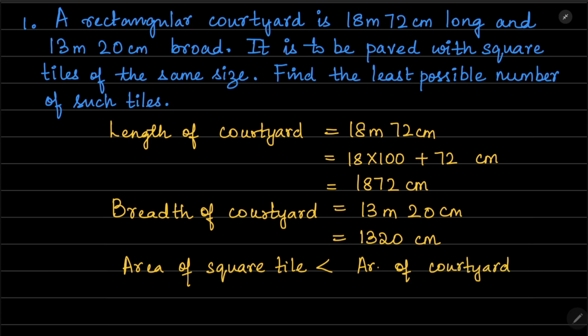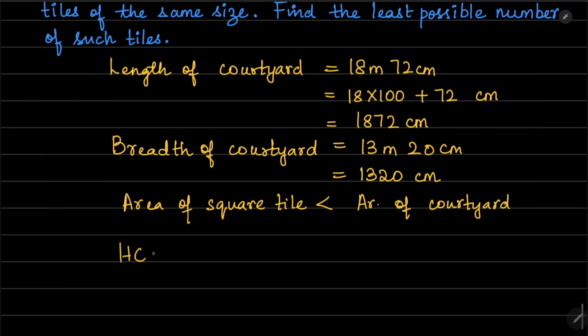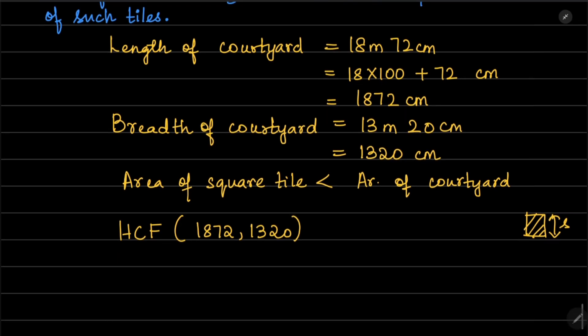So whenever the required answer is less than the given data, then you have to go for HCF. Let's take the HCF of 1872 and 1320. So this will give you the length of the side. What is the length of each of the square tile? It will give you the length of the side, that is S. And later on you can calculate the area of the square tile using the formula side square. So let's calculate the HCF.